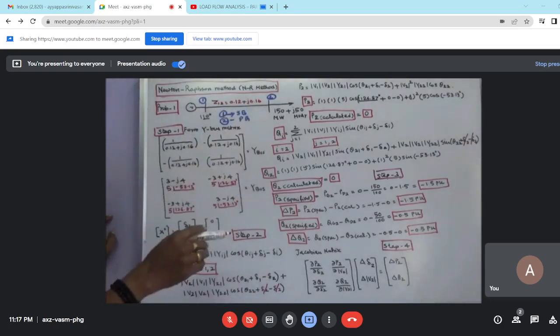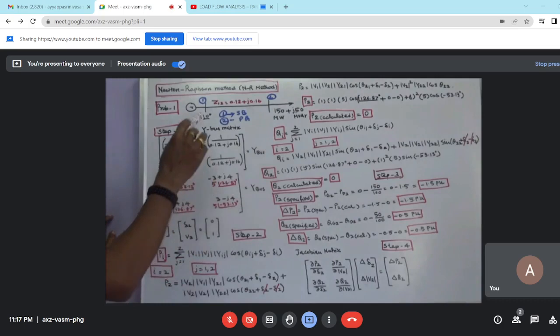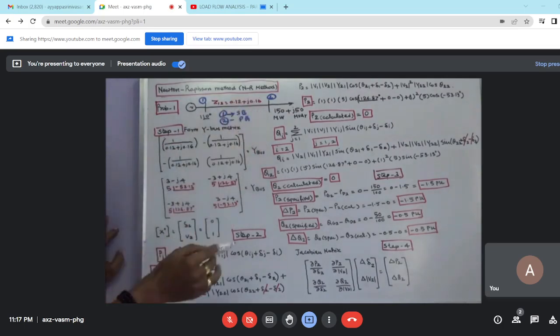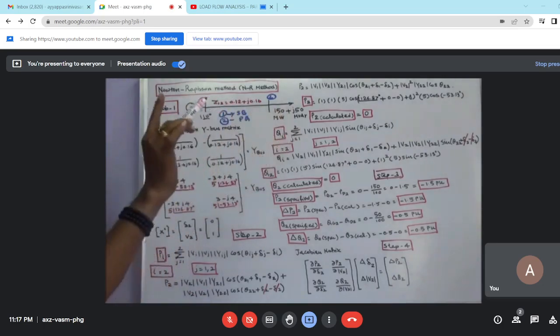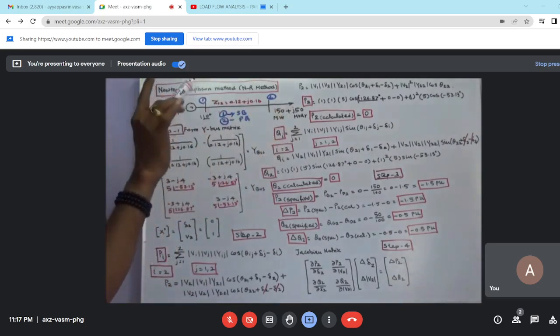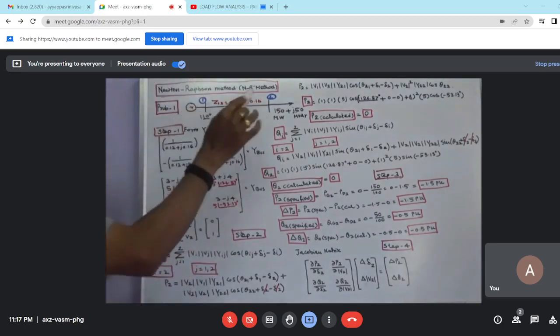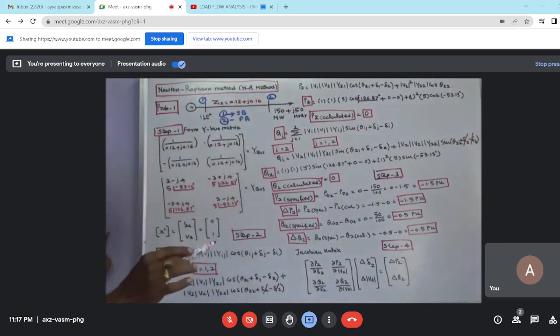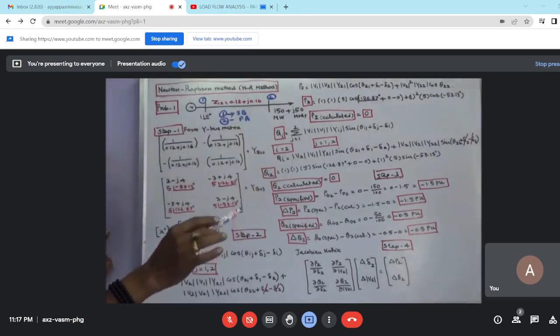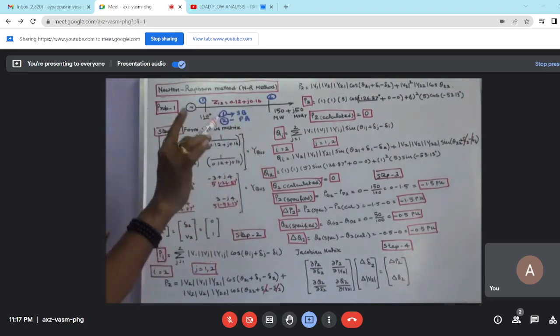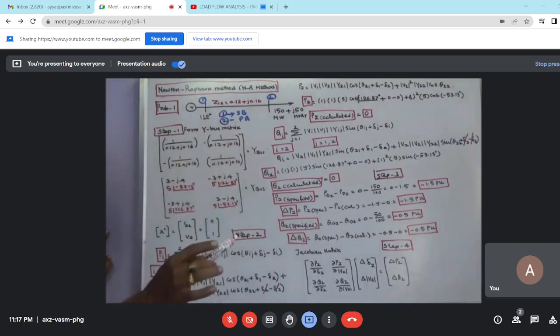In this class we work out a problem using Newton-Raphson method. This is a two-bus system. Bus 1 is a slack bus, voltage is 1 angle 0. Bus 2 is a load bus, the load is 150 megawatts plus j50 megavolt ampere reactive. Base MVA is equal to 100. Line series impedance is 0.12 plus j0.16 per unit. The question is, calculate V2 and delta 2 using Newton-Raphson method, performing one iteration only.